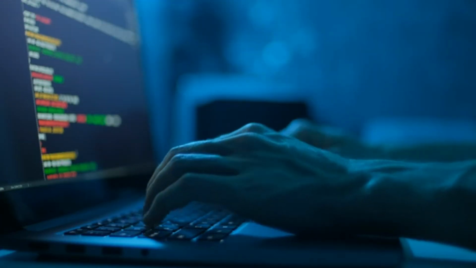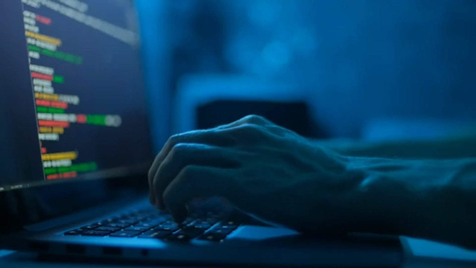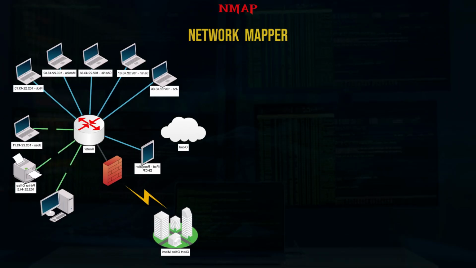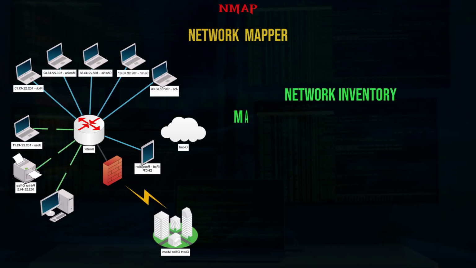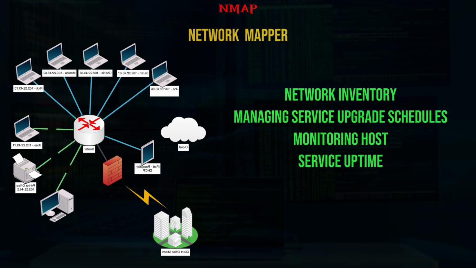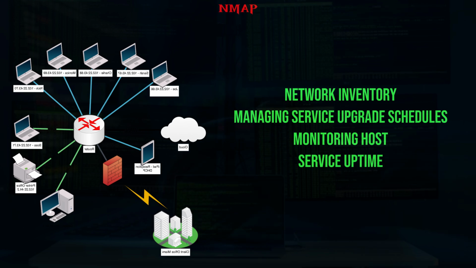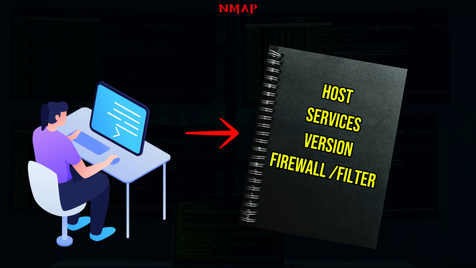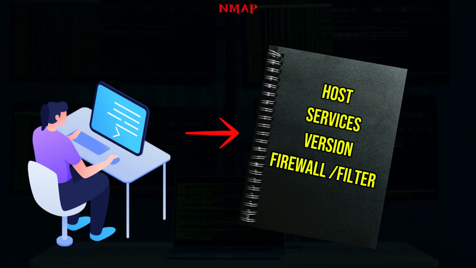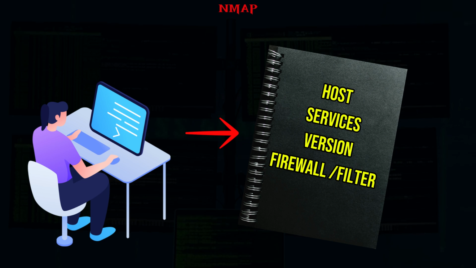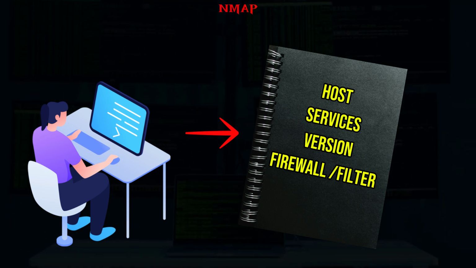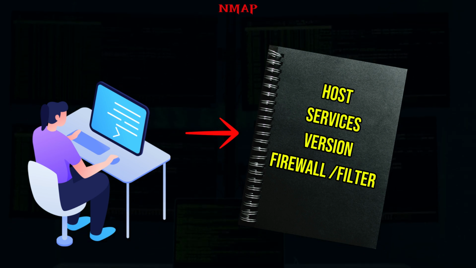Nmap, short for Network Mapper, is a free and open source utility for network exploration and security auditing. Many systems and network administrators also find it useful for tasks such as network inventory, managing service upgrade schedules, and monitoring host or service uptime. Nmap uses raw IP packets in different ways to determine what hosts are available on the network, what services are running on those hosts, what operating system versions they are using, what type of packet filters or firewalls are in use, and dozens of other characteristics. It was designed to rapidly scan large networks, but works fine against single hosts.